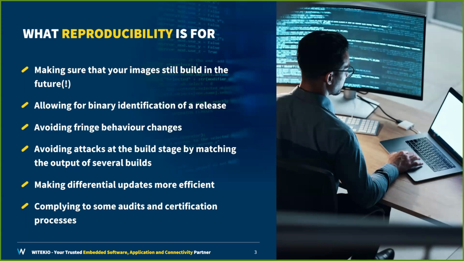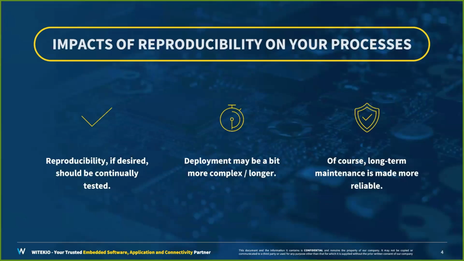There are also some audits and certification processes that require you to attain some level of reproducibility in your builds. So let's talk about the impact of reproducibility on your process. If you want reproducibility, of course, you have to work for it. You have to fix reproducibility in your build, but you also need to test it continuously because it can be broken by any change you make, by any package you update in your images. And that's what the CI does, actually, but we'll talk about it later.